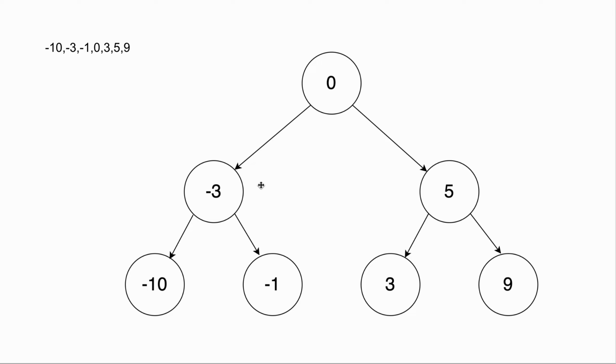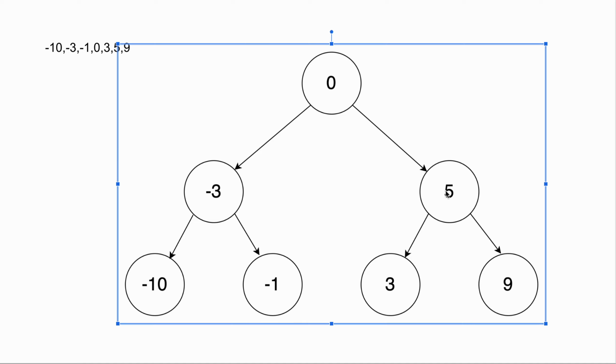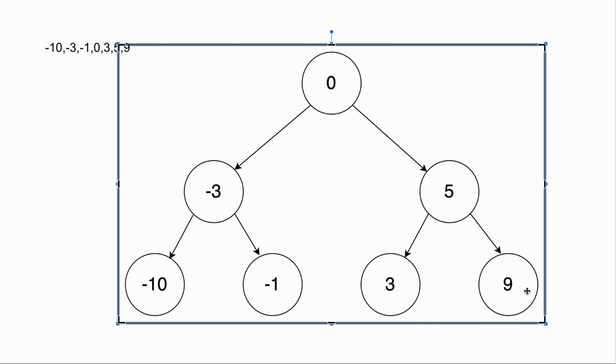So, what is a binary search tree actually? In a binary search tree, the left nodes or all the left elements will be lesser than the root node. For example, is -3 lesser than 0? Yes, right? All these values are lesser than 0 and all the values on the right are greater than the root element, that is 0. This is true for any node. Let's take a random node, this, right? 5. Is 3 lesser than 5? Yes. And is 9 greater than 5? Yes. So that is the property of a binary search tree.